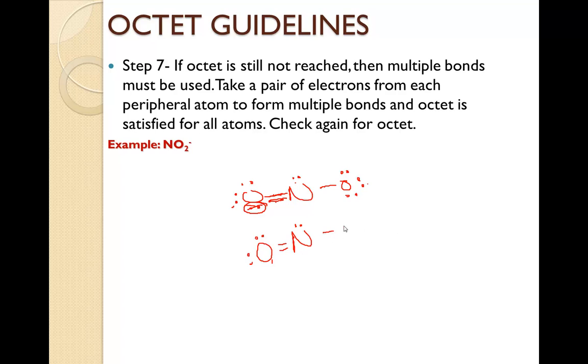Alright, so I want to talk for a second about the fact that I used the oxygen on the left to form that double bond. I could have just as easily used the oxygen from the right and had that be the double bond. This is what's called resonance, because it could be either way.